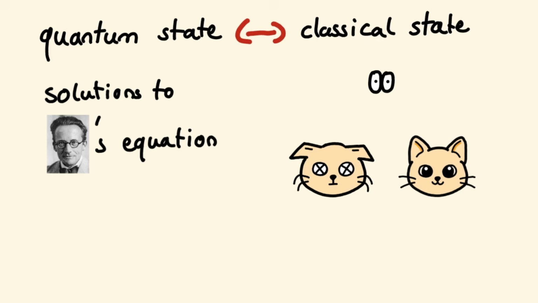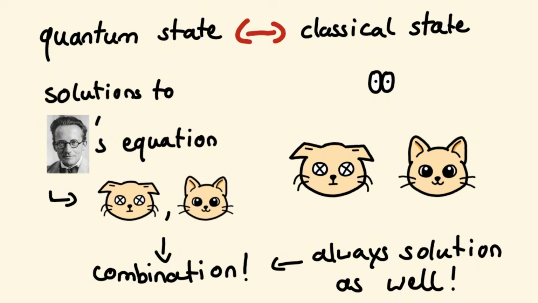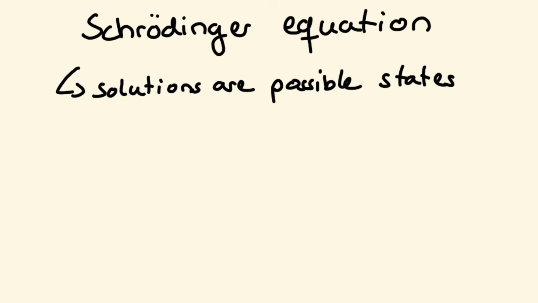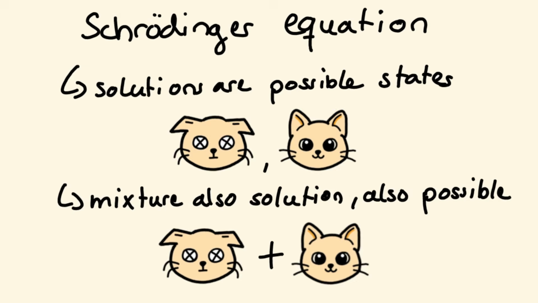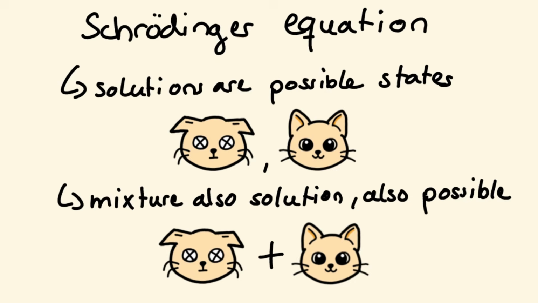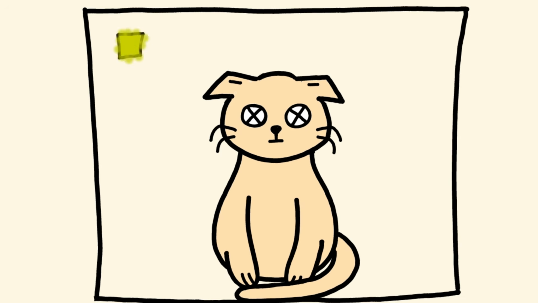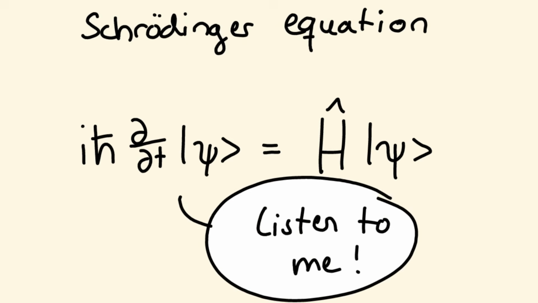And here's what sets quantum physics apart from classical physics. If you have two or more solutions to the Schrödinger equation, the combination of them must always be a solution as well. What does this mean? This means if you have two possible states like dead or alive cat, the mixture of those states must be possible as well. So the dead and alive cat is a valid state of the system. We call this combination or mixture of states a superposition. So the cat can be dead or alive and therefore also in a superposition of being dead and alive. Simply because that's what the math tells us.